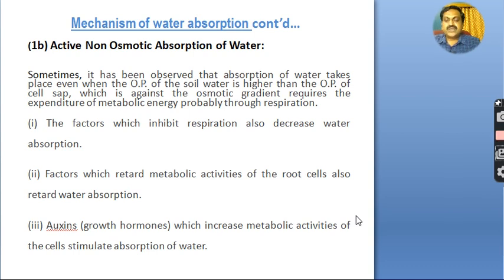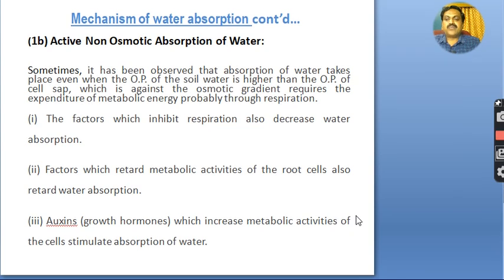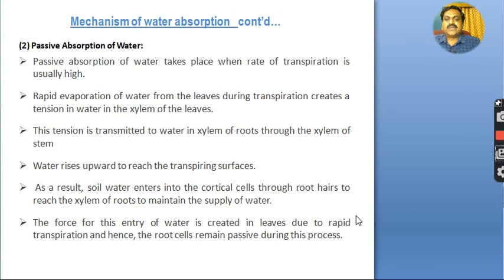The factors which inhibit respiration also decrease water absorption. Factors which retard metabolic activities of the root cells also reduce water absorption. Growth hormones like auxins, which increase metabolic activities of the cells, stimulate absorption of water. As a result, absorption takes place against the non-osmotic gradient.